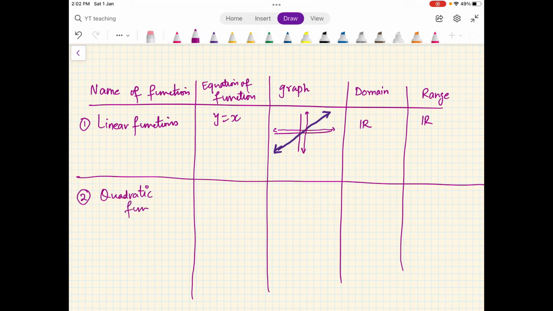Quadratic functions. The representative of this family is the simplest parabola, which is y equals x squared. How does this parabola look? It is like this. It's an upward parabola whose vertex is at (0, 0). So here is the vertex.